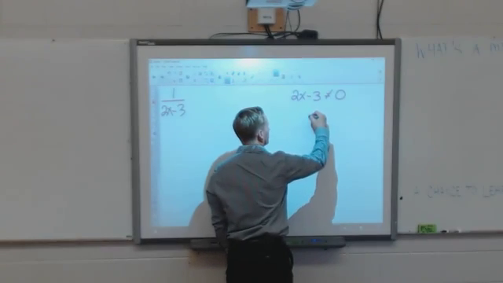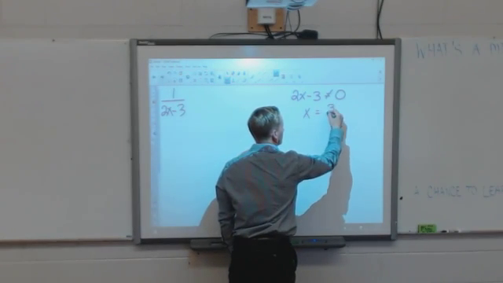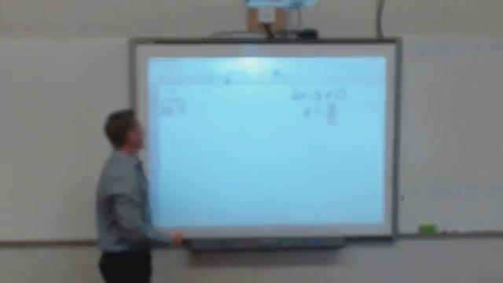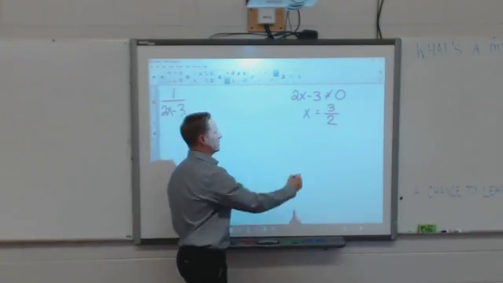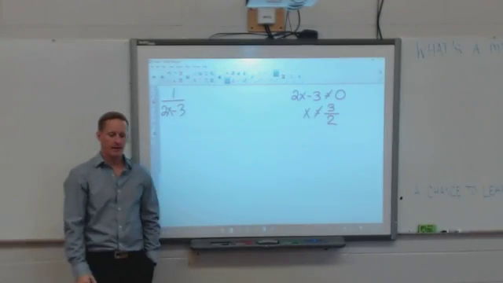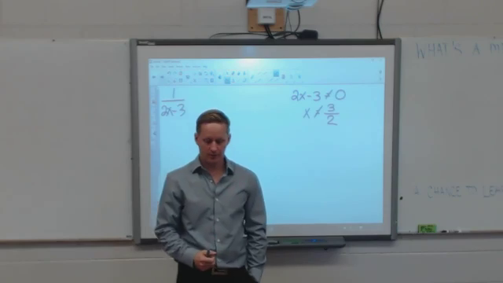So in this case, x can equal, I add 3, divide by 2. So x can equal 3 over 2. And then that's it. That's all they're asking for in that first one.